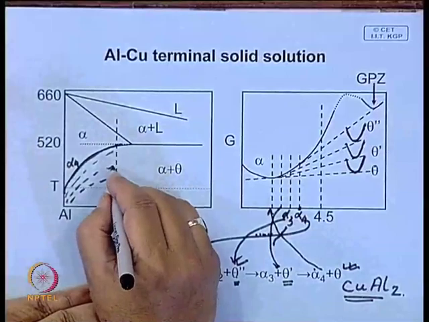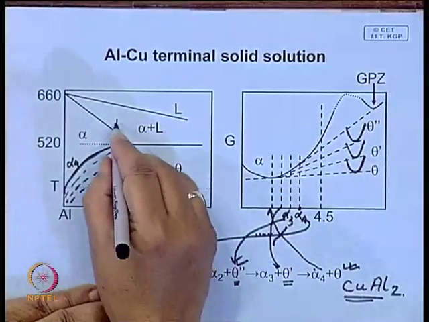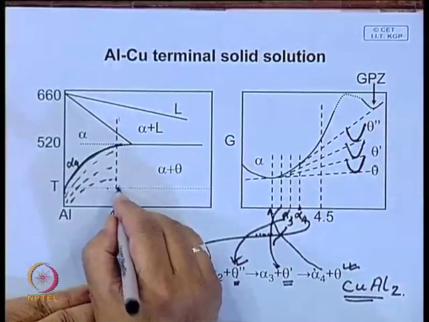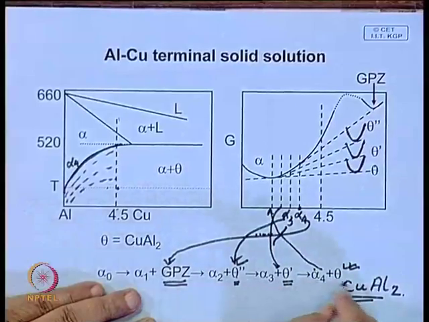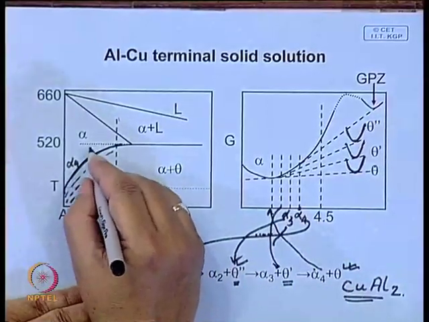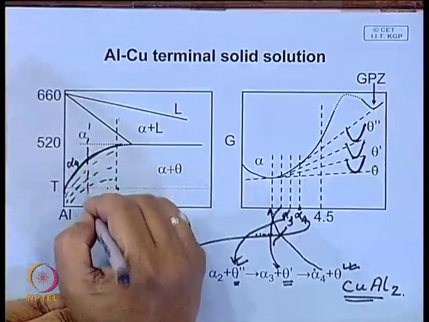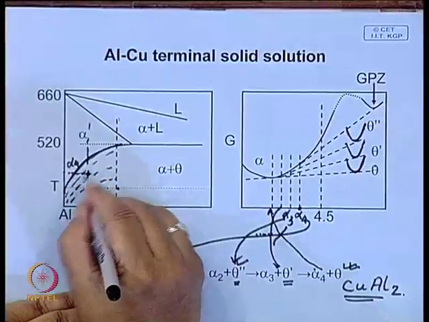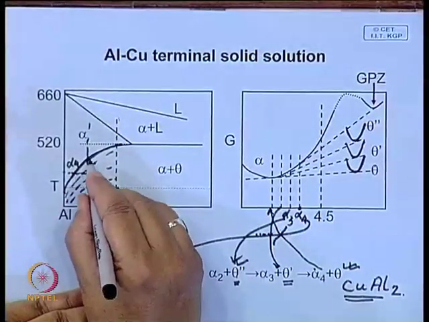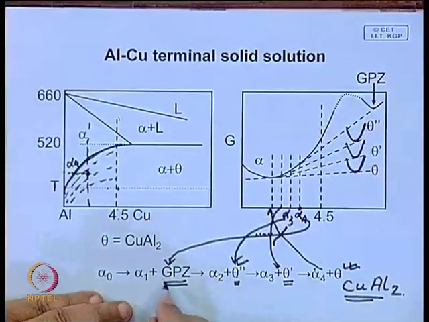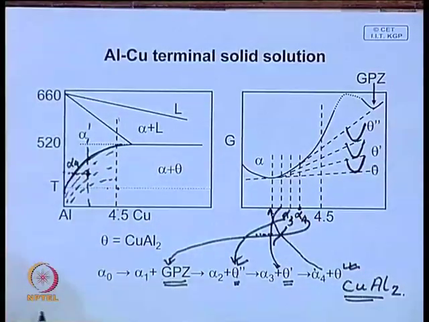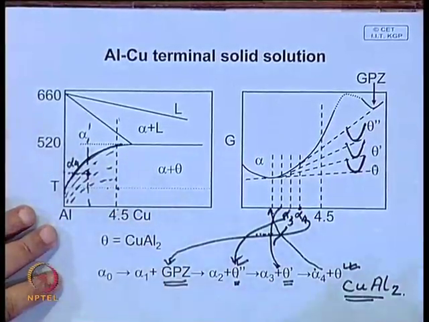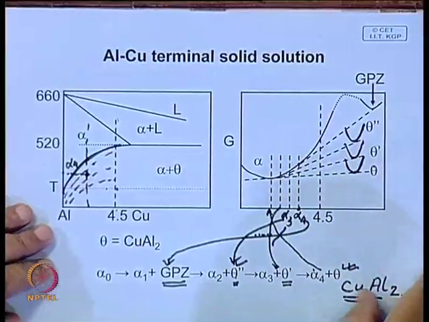So, depending on the temperature at which you are aging, say this is the composition of the alloy and you are aging at this temperature, it will pass through all these intermediate steps. But if the alloy content is somewhere here and you are aging it at this temperature, in this case the only precipitates possible are theta prime and theta. So, that means the sequence of the precipitation process will depend not only on the composition, but also on the temperature at which you give the aging treatment.